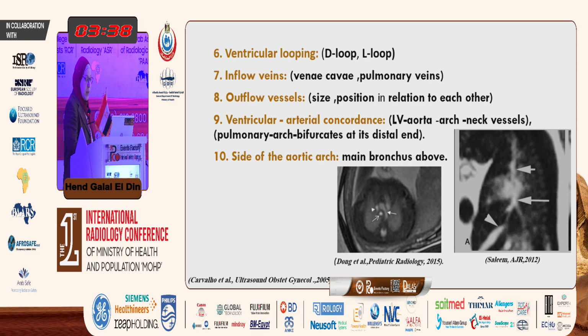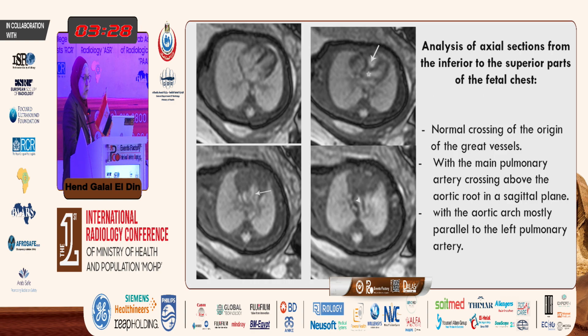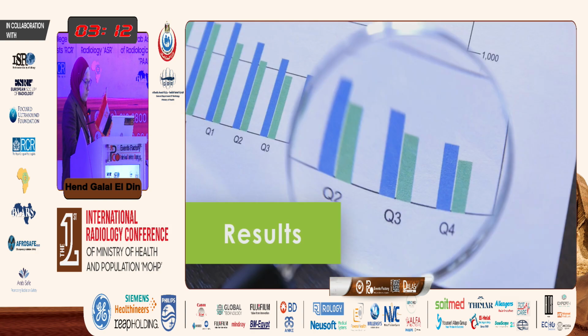The right ventricle gives the pulmonary artery, which is arching and bifurcating at its distal end, and we identify the side of the aortic arch, mainly from the bronchus above. For analysis of the axial sections from the inferior to the superior part of the fetal chest, we get the normal crossing of the origins of the great vessels, with the main pulmonary artery crossing above the aortic root in a sagittal plane, with an aortic arch mostly parallel to the left pulmonary artery.